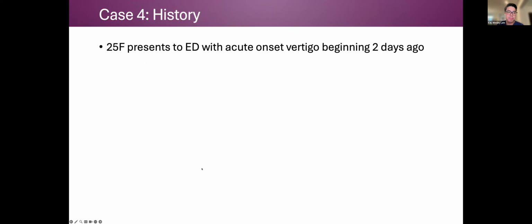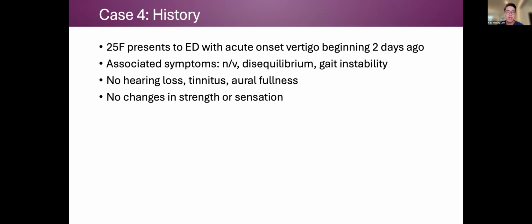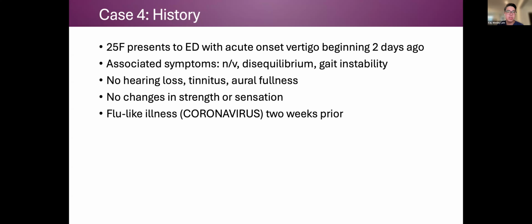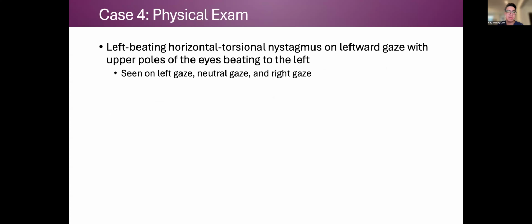In the interest of time, I'll just go through this. So, a 25-year-old female presents to the ED with acute onset vertigo beginning 2 days ago. So similar history on the onset. She's stable, but associated symptoms include nausea, vomiting, disequilibrium, gait instability, no oral symptoms, and no changes in strength or sensation. And you ask her about associated history, and there's a flu-like illness that she had 2 weeks prior. In her physical exam, there's left-beating horizontal torsional nystagmus on leftward gaze. You see the upper poles of the eyes beat to the left, and you're seeing this in all 3 gazes.